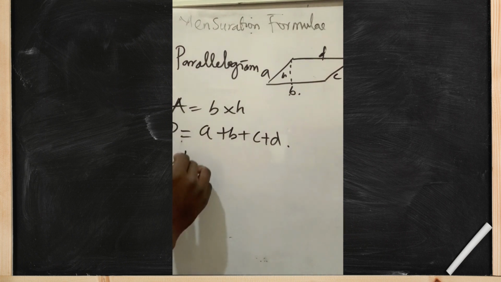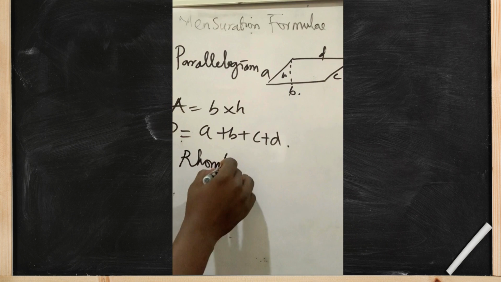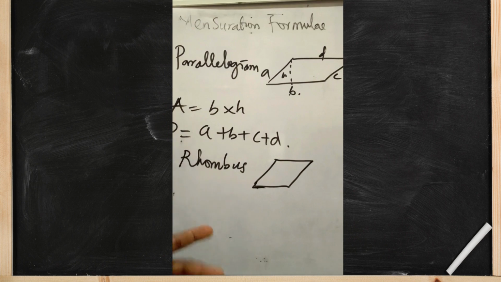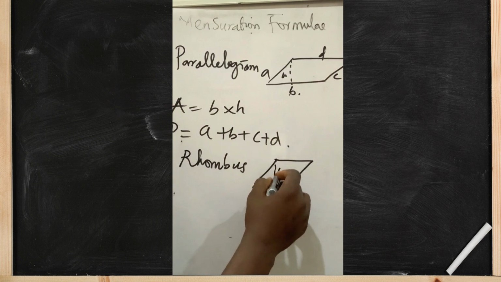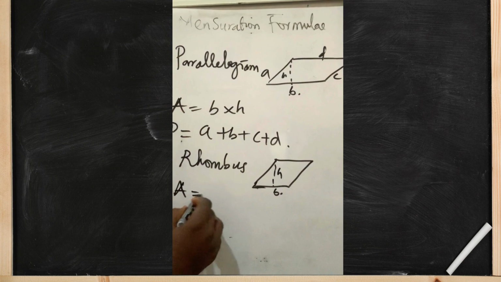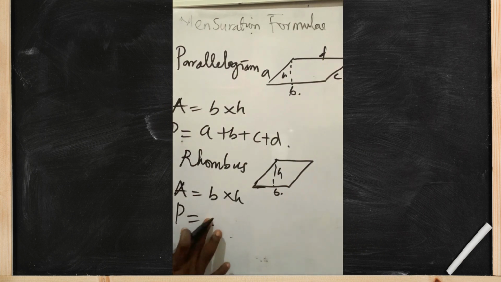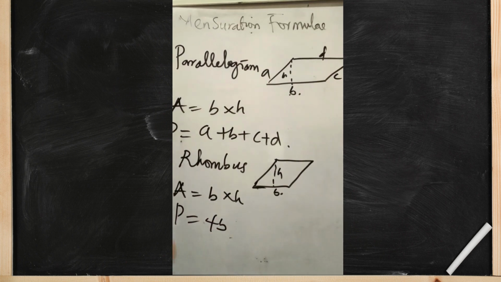Now, the next thing is the rhombus. When you talk about a rhombus, it is similar to a square because all sides are equal, but it's a slanted square. This also has its area as base times height. So the area of a rhombus is base times height, and the perimeter of the rhombus, because all sides are equal, is going to be b plus b plus b plus b. That can give you 4b or 4l, just like the square.